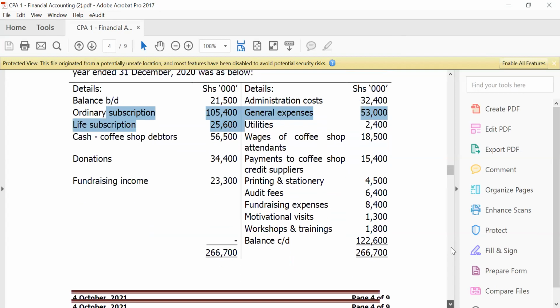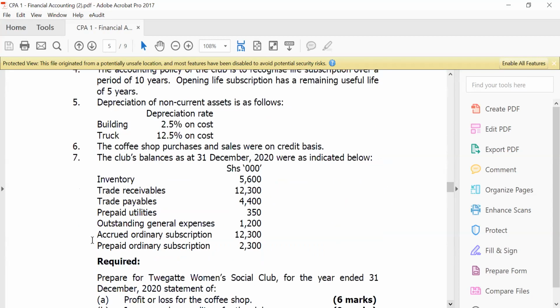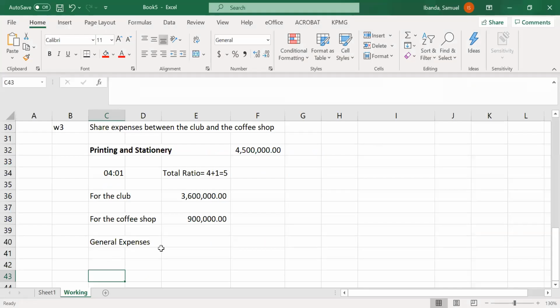When you also get down to closing data information, we have outstanding general expenses. So yours is to ask yourself, how much relates to this financial year? So what do we do? Now we draw up our general expenses account. Okay. So I'm going to draw up a general expenses account, and I want you to be very attentive here.